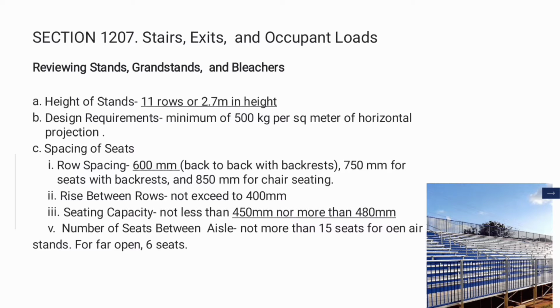For the rise between rows, the maximum rise from one row of seats to the next shall not exceed 400 millimeters. And for its seating capacity, the width of any seat shall not be less than 450 millimeters nor more than 480 millimeters. And then the number of seats between aisles should not be more than 15 seats for open air stands, and for others, it should be 6 seats.